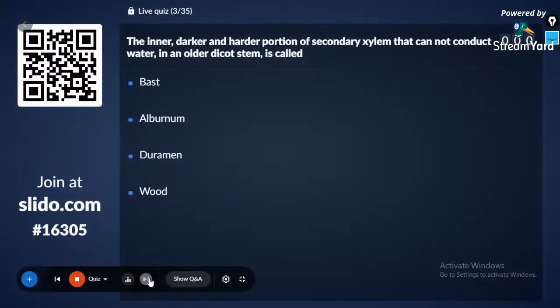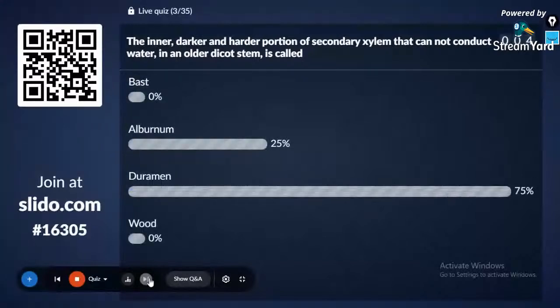The inner, darker and harder portion of a secondary xylem that cannot conduct water in an older dicot stem is called. Read the question very properly. We have 35 questions. Yes, it is duramen, the inner, darker, harder portion of secondary xylem that cannot conduct water. Next question on the screen.